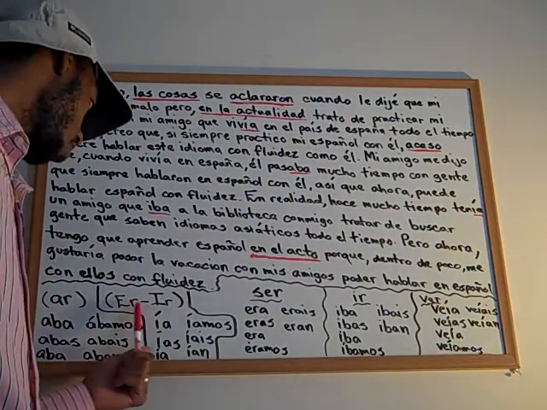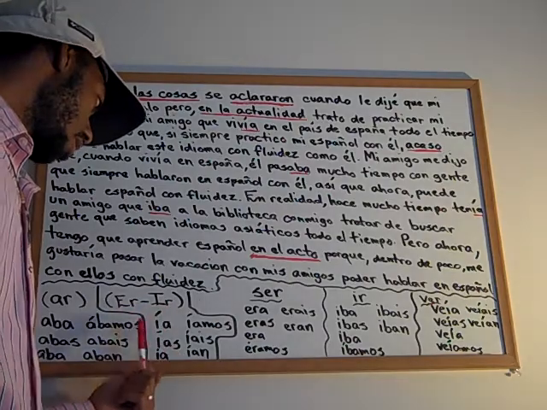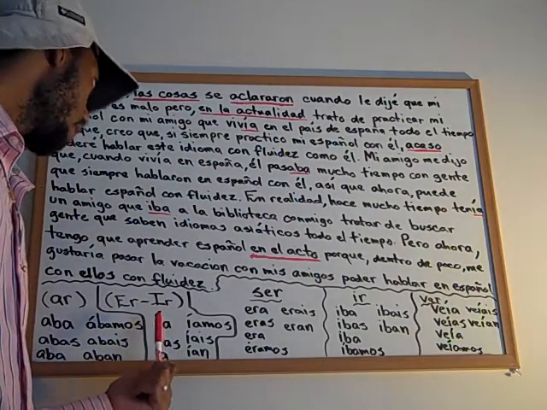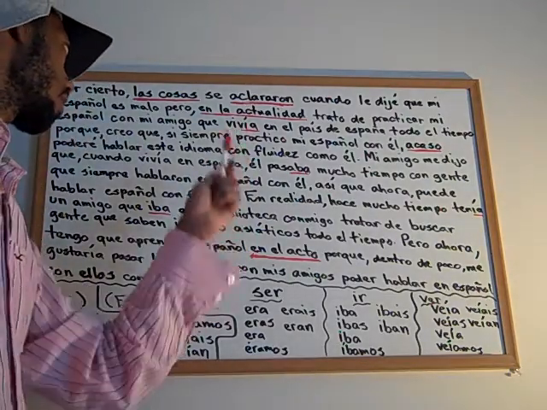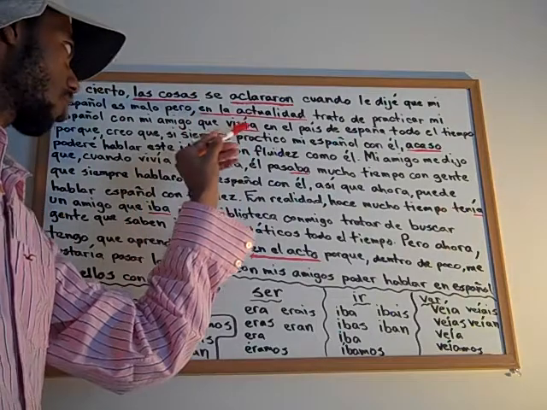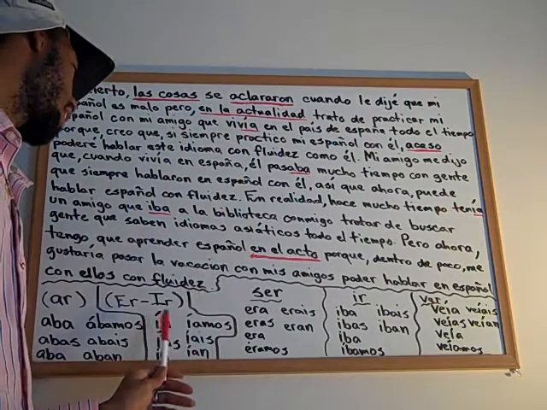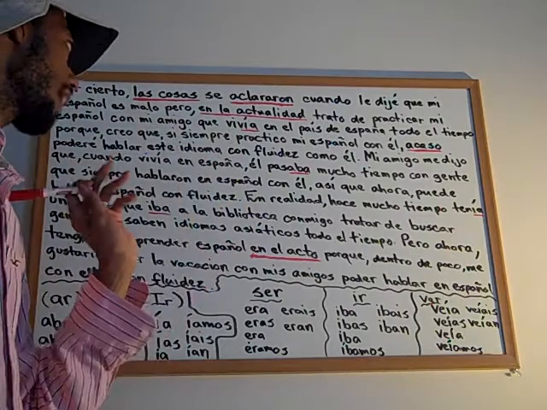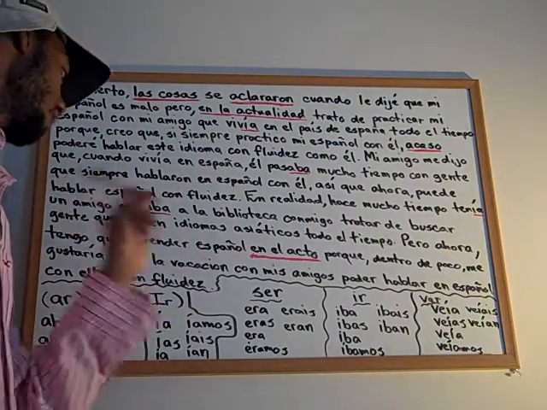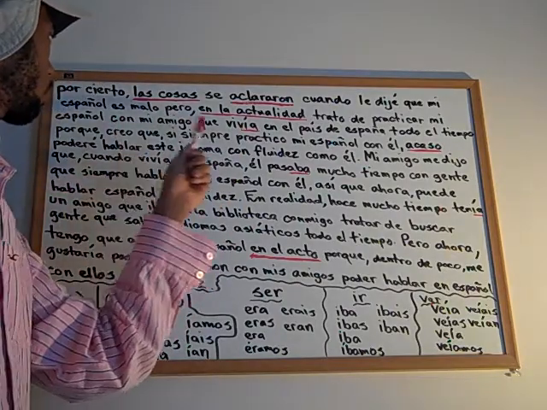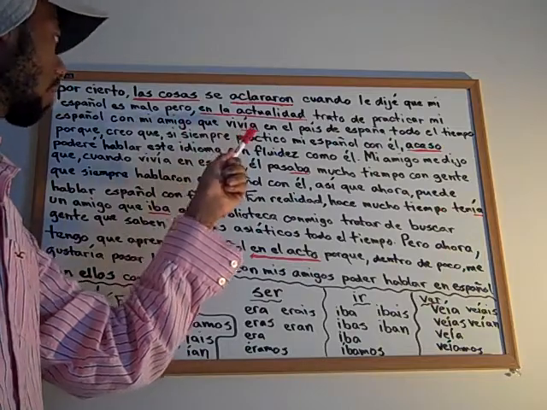Now here's the ER and IR. They have the same rule. You're just going to take the ending and make it IA, and that's what happened here. Vivir, to live. So I dropped off IR and added the accent in IA because he used to live. Con mi amigo que vivía. So yeah, he used to live.